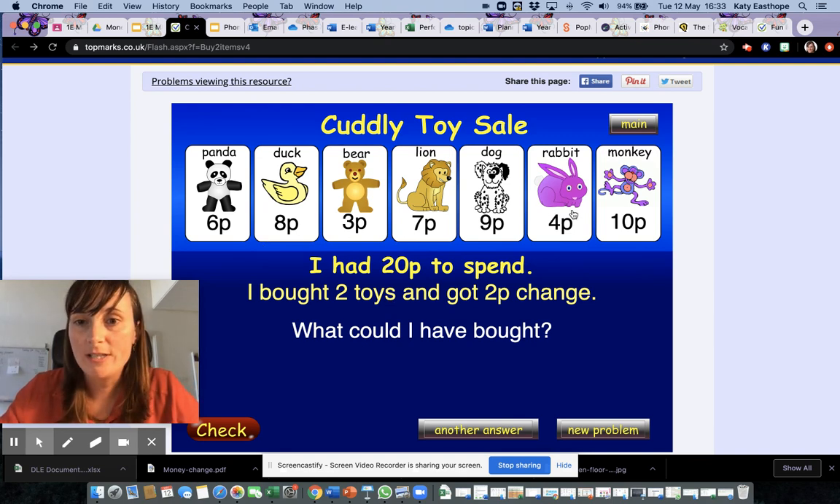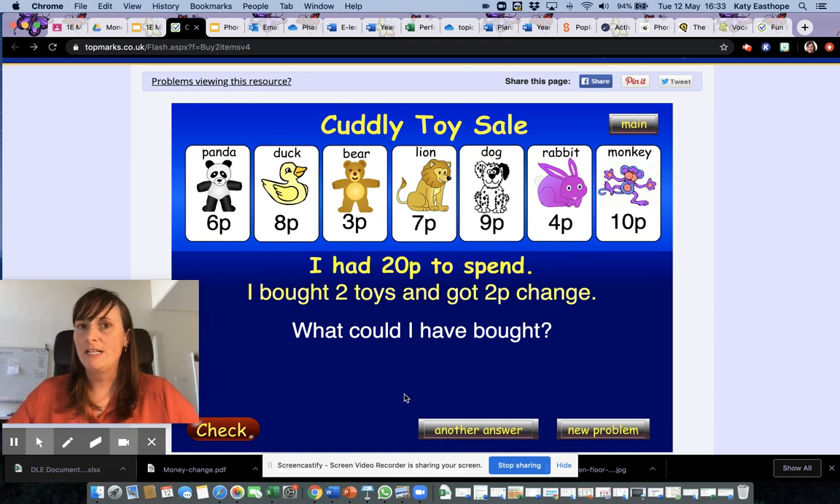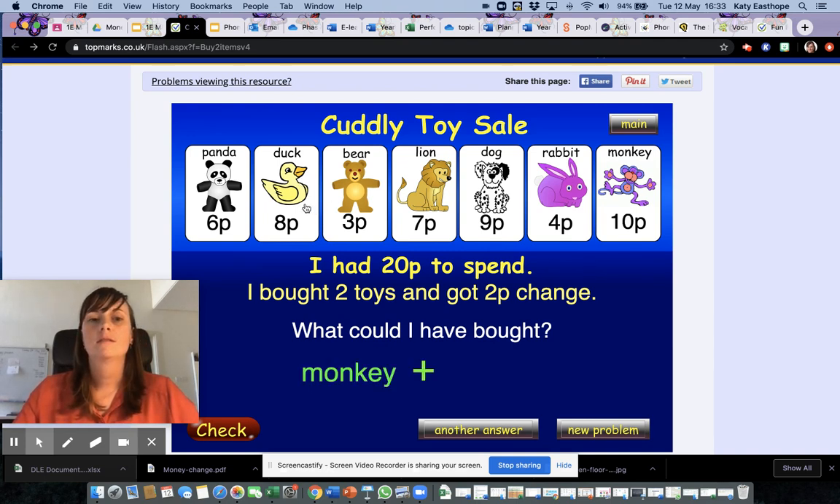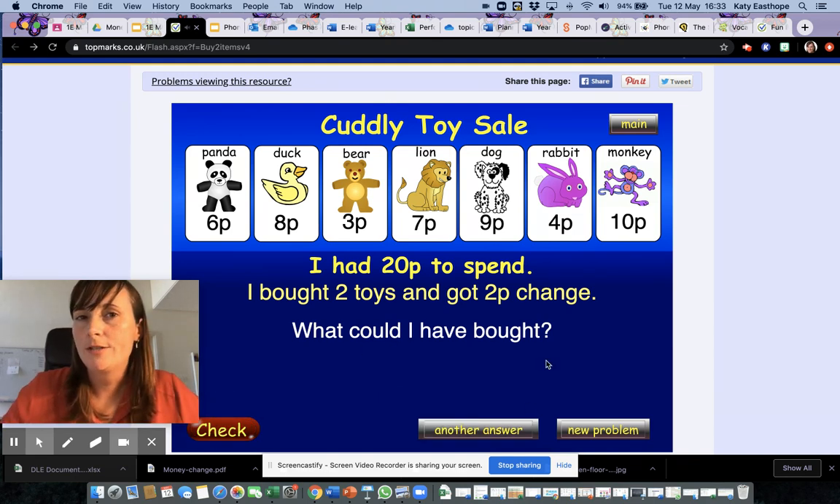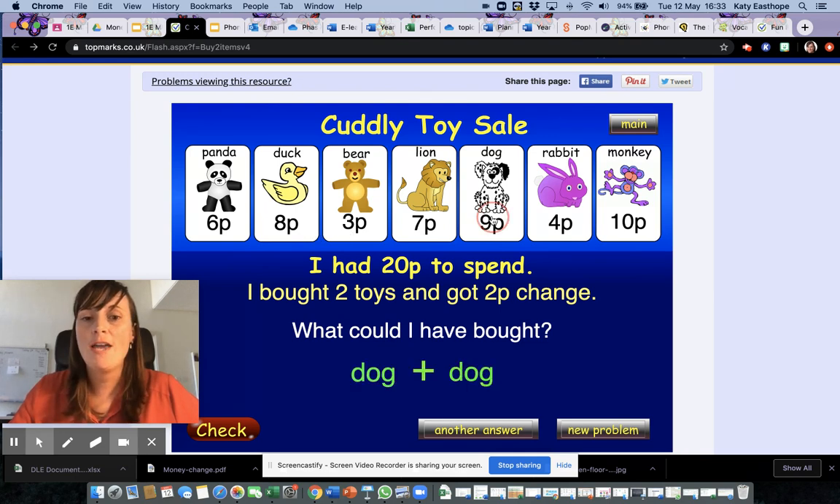Which 2 toys add up to 18p? I can see some place value straight away. 10s. 10 and what make 18? 10 and 8. But I can also see a double. What number doubles to make 18? Yeah, 9 and 9 make 18.